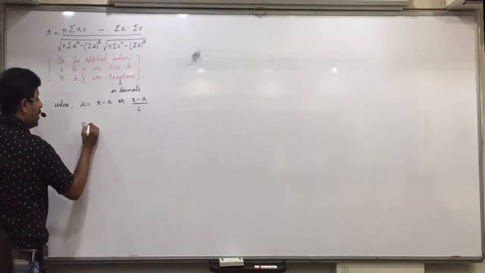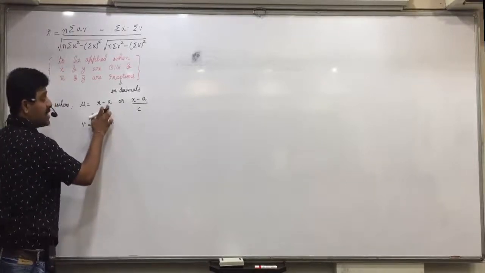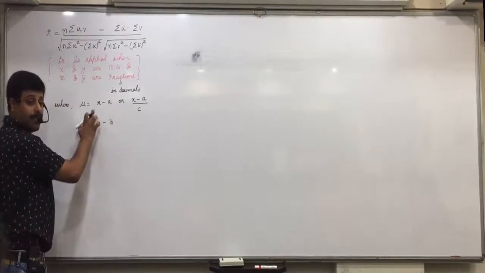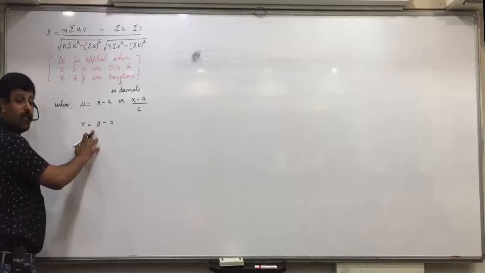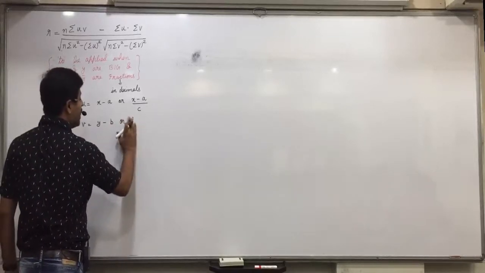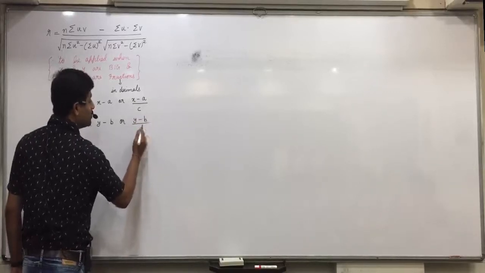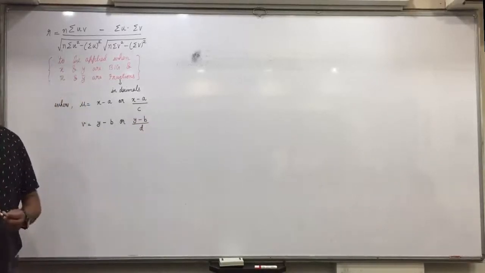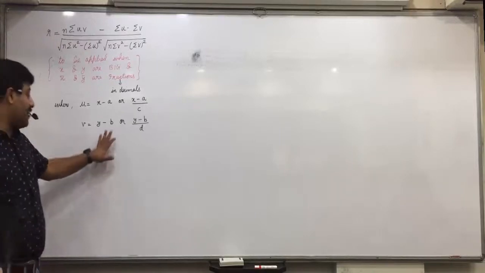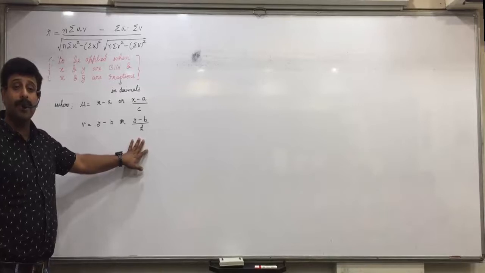In the same way, v we will obtain as y minus b, because a stands for the assumed mean of x and b will stand for the assumed mean of y. Or you can obtain it as y minus b upon d. In the y variable, whatever is a common factor, you divide by d.